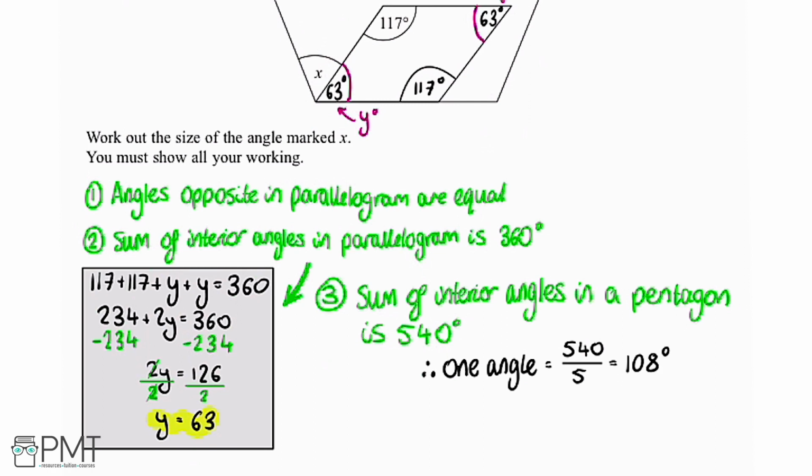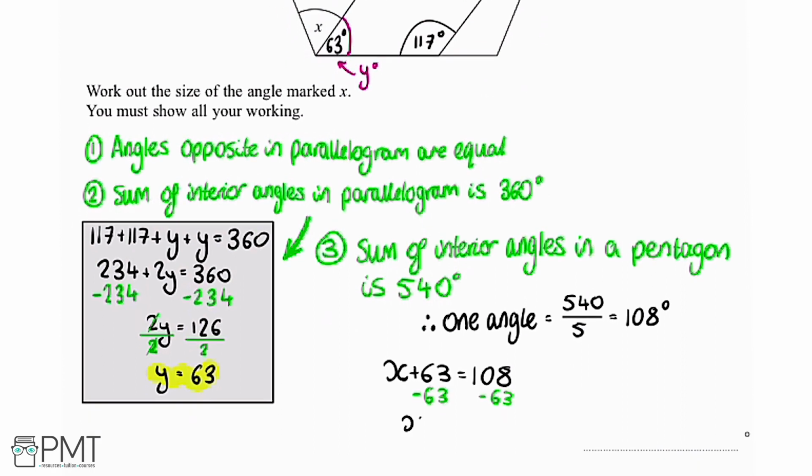And this is really helpful because if we look over here, we know this angle in total is 108 degrees. So we can work out what x is. Writing that as an equation, we've got x plus 63 equals 108. If I subtract 63 from both sides, we're going to be left with x equals 45. So the final answer is 45 degrees.